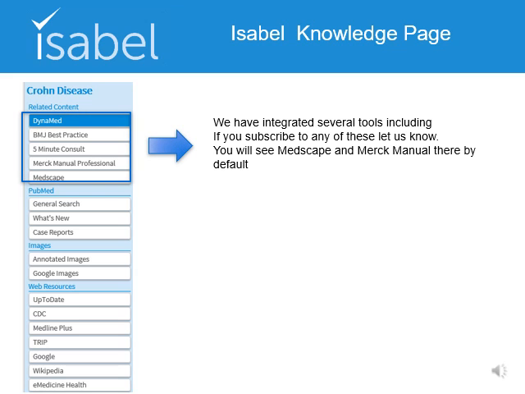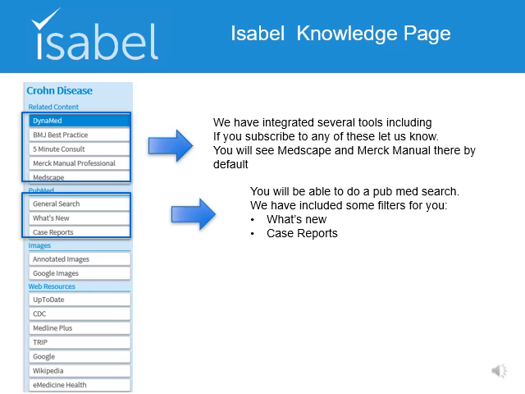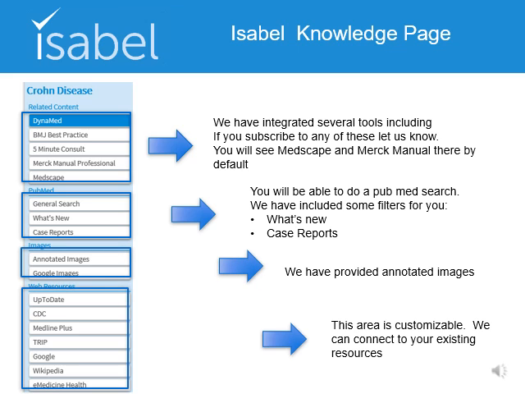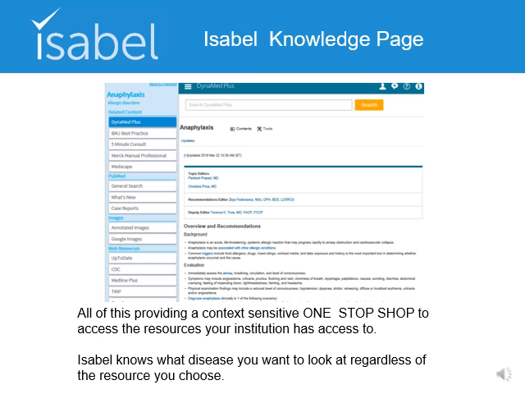In the knowledge page, you have access to various integrated resources, PubMed filters, annotated images, and an area that can be customized to contain the resources you have subscriptions to. All of this providing a context-sensitive one-stop shop to access the resources your institution has access to. Click on the resource on the left-hand side, and its contents will display on the right-hand side.